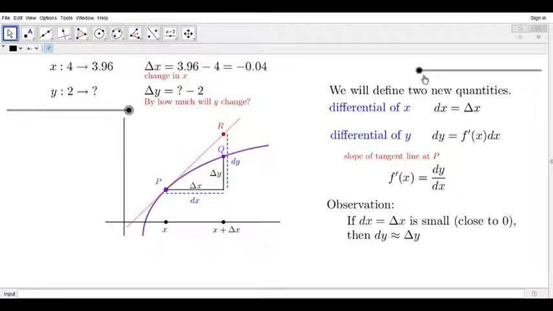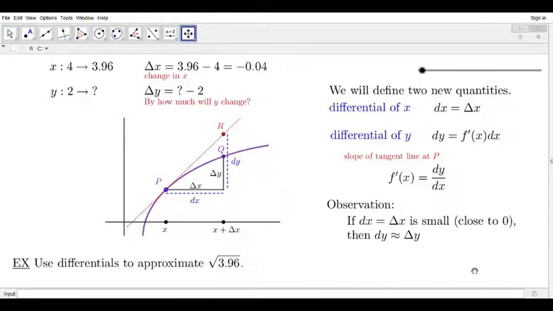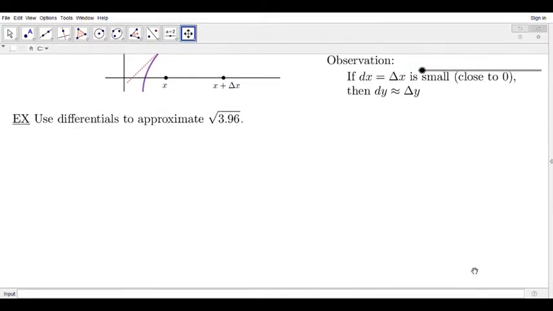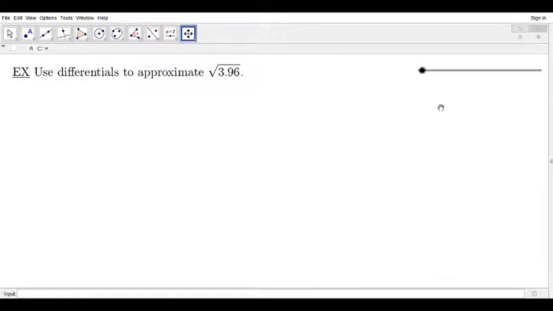Now this time, let's use differentials to approximate the square root of 3.96. We'll use the same function, f of x is equal to the square root of x. Let's set x equal to 4, which is a convenient number that's close to 3.96. It's easy to evaluate the square root of 4, with the result being y equals 2.